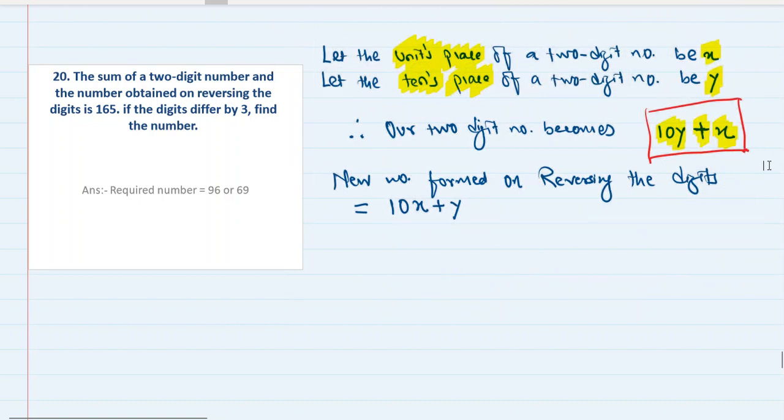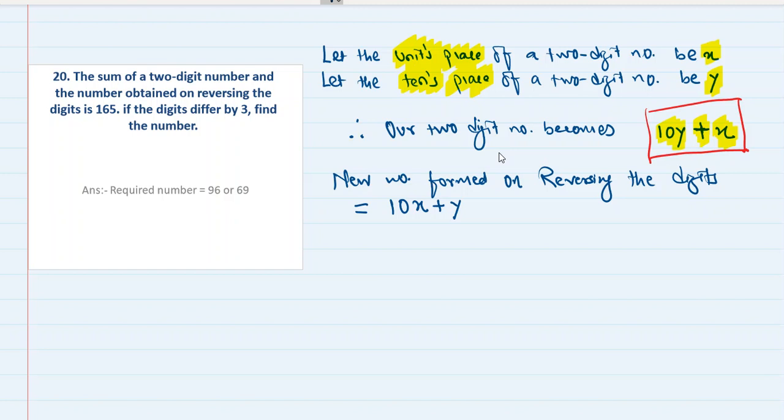Okay, so what do we have here? The sum of a two-digit number and the number obtained on reversing the digits is 165 and the digits differ by 3. Find the number. So this is not as easy as it looks. We have our opening statements which we have used earlier. Let the units place of a two-digit number be x. Let the tens place of the two-digit number be y. So therefore our two-digit number becomes 10y plus x. And the new number formed on reversing the digits is 10x plus y.